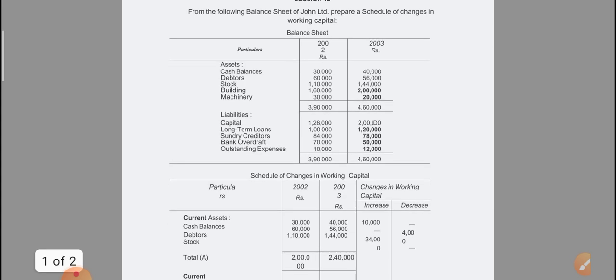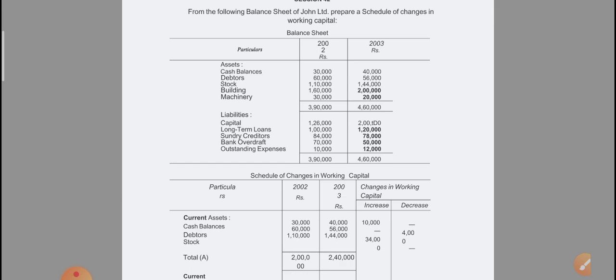Hello everyone. In this video class, let's prepare a schedule of changes in working capital of Unit 4 Fund Flow Statement, 5th SEM BBA and BCom. Let's read the problem. From the following balance sheet of John Limited, prepare a schedule of changes in working capital. The balance sheet given is as follows.